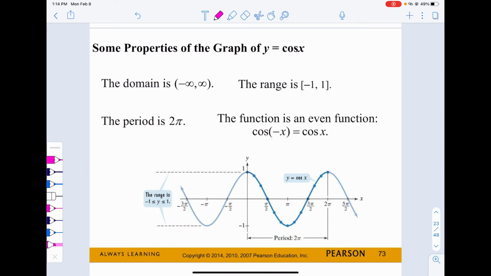The domain, there's still no limitation on what we can put in. It's negative infinity to positive infinity. The range, as long as we're dealing with a radius of 1, goes from negative 1 to positive 1. The period on cosine is 2 pi. And the function is an even function. So the cosine of negative x is equal to the cosine of x. And if you remember, an even function meant that we had y-axis symmetry. So whatever's happening on one side of the y-axis is going to be mirrored to the other side of the y-axis.